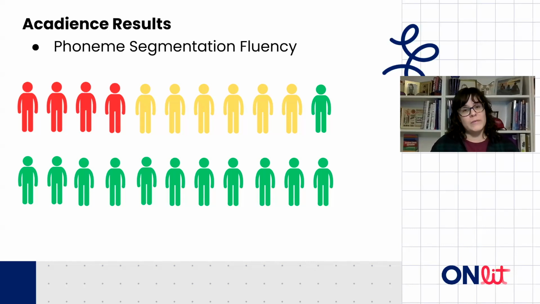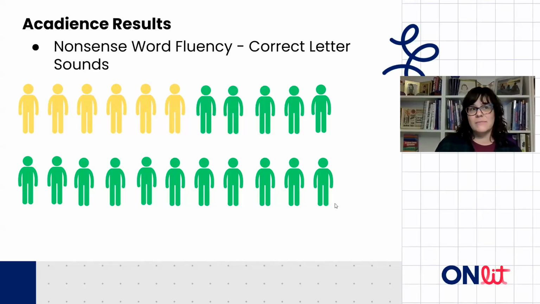I knew that my whole group instruction on phoneme segmentation was very strong and that it was meeting the needs of a lot of my students. So what I did was I decided to start pulling kids individually. I knew I was doing okay as a whole group, but I did need to make this a small group priority also. This is my nonsense word fluency correct letter sounds.